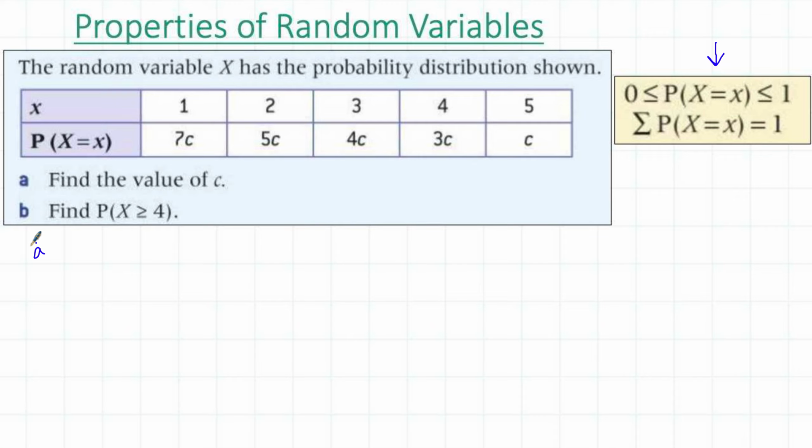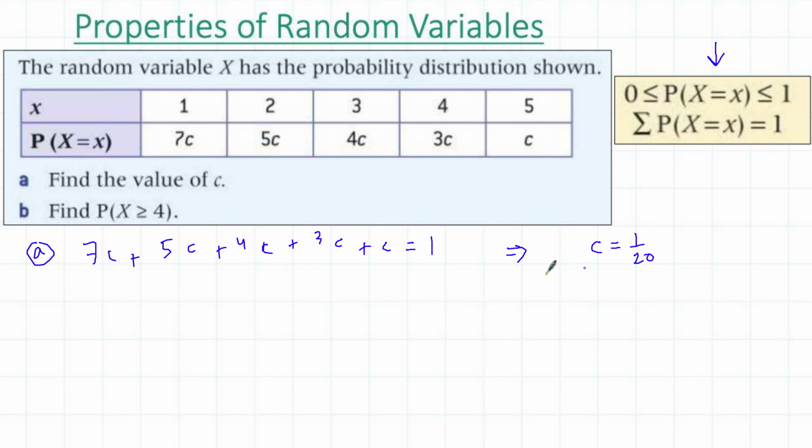So for part A, it's just algebra and setting up the equation. So it should be that the probabilities add up to 1. So if I go 7c plus 5c plus 4c plus 3c plus c, it should be equal to 1. And if you solve this algebraically, you will get c is equal to 1 over 20.